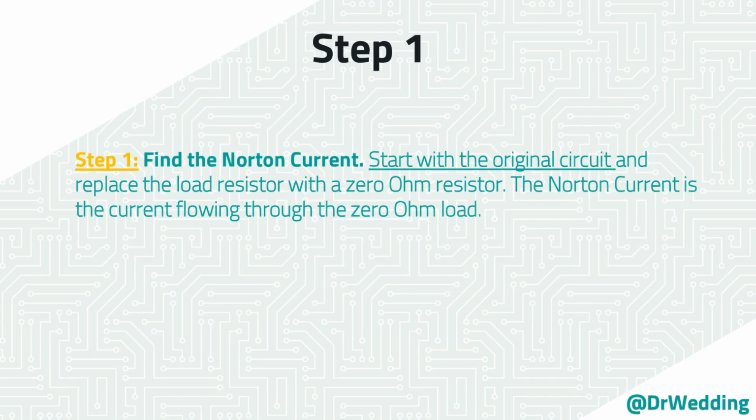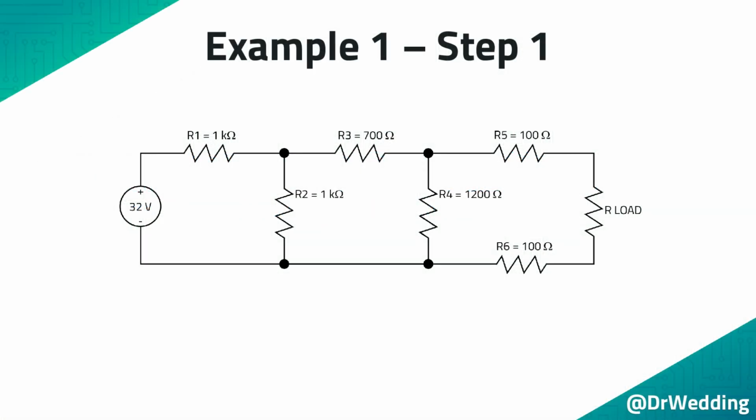Step 1. Find the Norton current. Start with the original circuit and replace the load resistor with a 0-ohm resistor. The Norton current is the current flowing through the 0-ohm load.